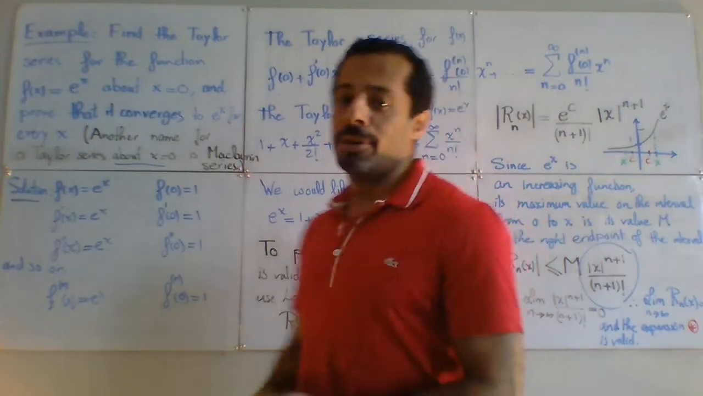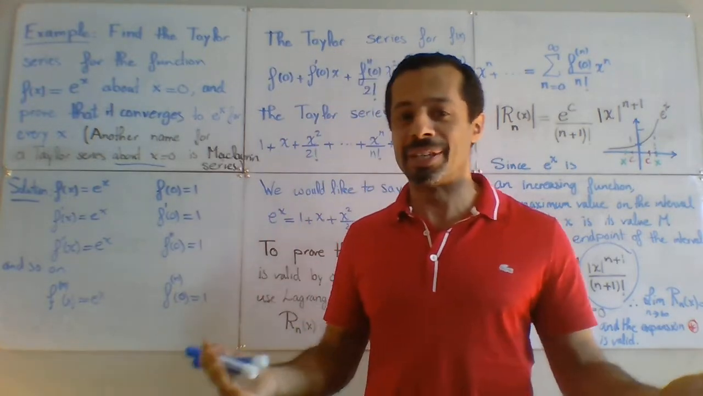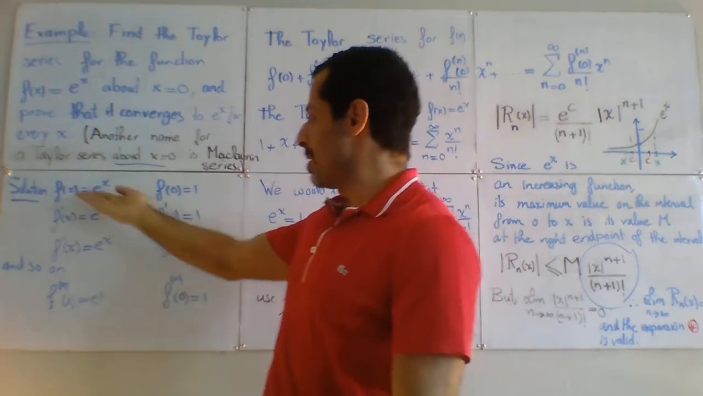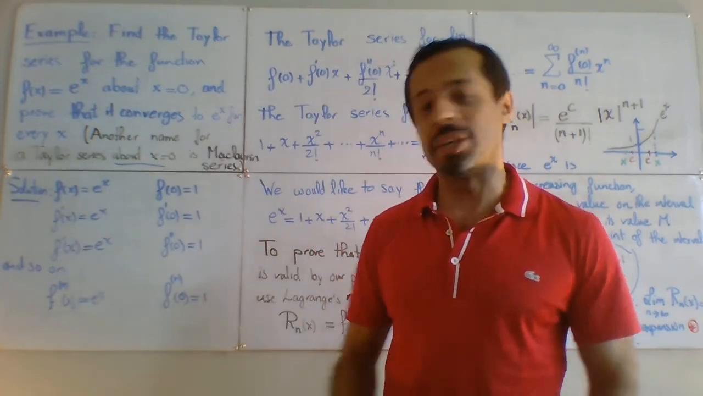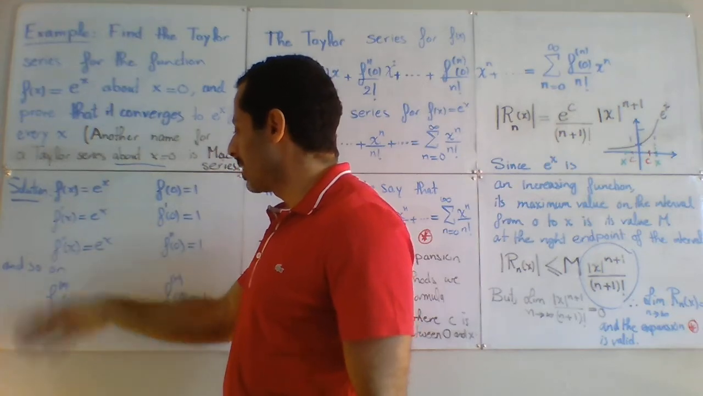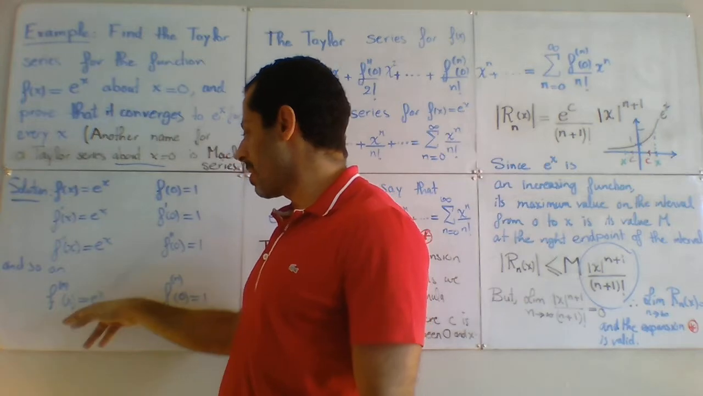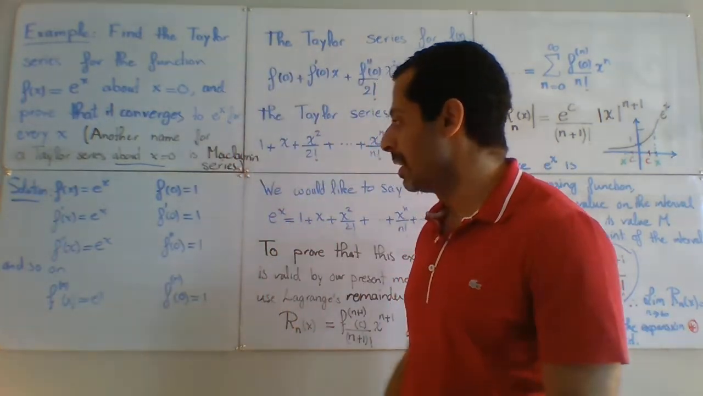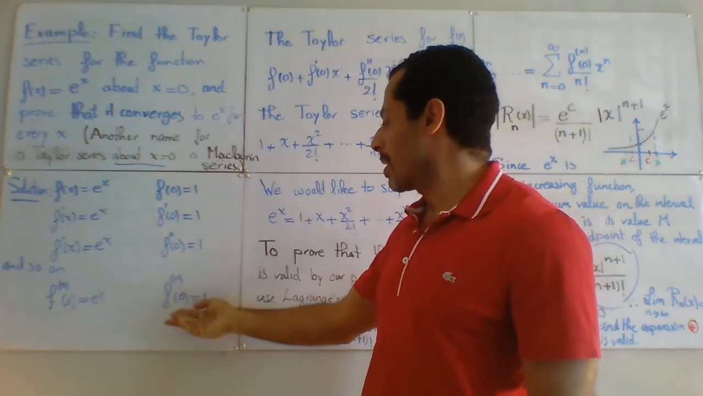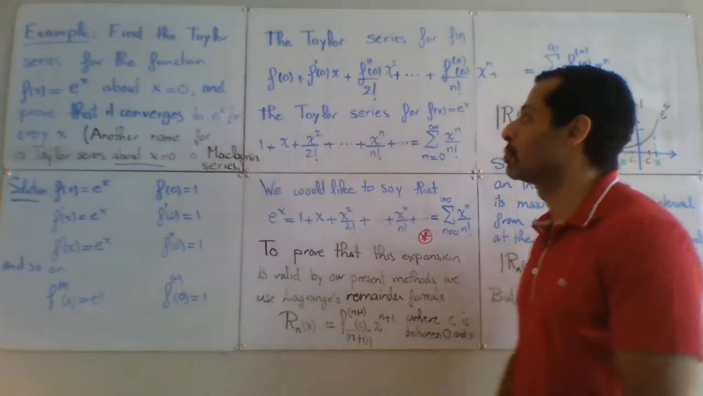Actually, e to the x is maybe the nicest function for calculating its Taylor series, because we all know the derivative of e to the x is itself. If you differentiate e to the x again and again, it always stays e to the x. The nth derivative of e to the x is e to the x. So the nth derivative, for any n, of e to the x evaluated at 0 is e to the 0, which is 1.